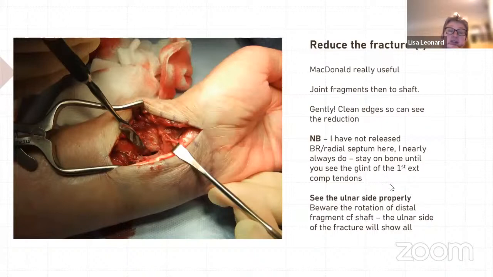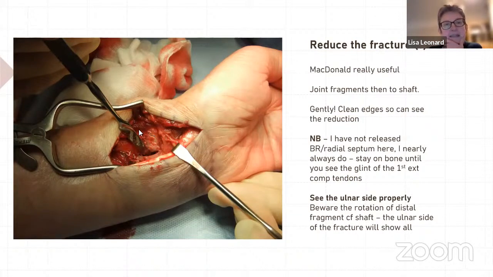and then simply reduce the fracture. So I use a McDonald's very frequently, and gentle wheedling rather than violent orthopedic activity at this point, especially if the bone is very soft in an elderly lady. Clean the edges of the fracture so you can really see to get your reduction nicely.